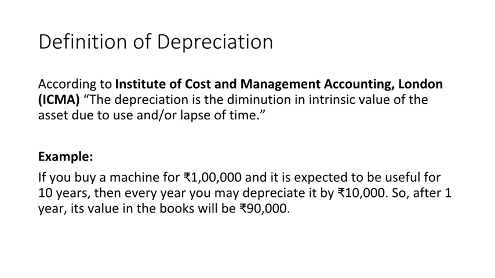To illustrate, imagine you purchase a machine for 1 lakh rupees. If this machine is expected to be useful for 10 years, you might depreciate it by 10,000 rupees each year. This means that after 1 year, its value in your accounting books would be 90,000 rupees.